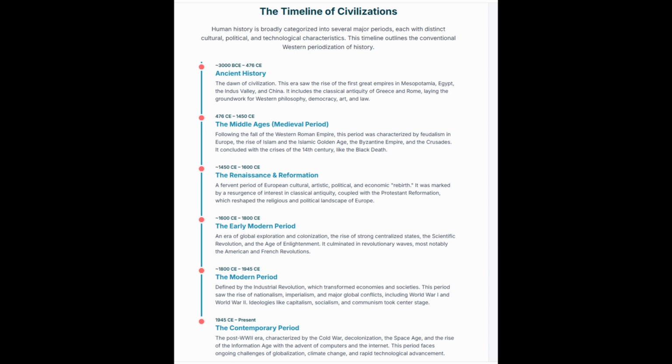Oh, absolutely. And it's fascinating how arbitrary they can be. I mean, think about the conventional end of antiquity in the West. Right, 476 CE, the fall of the Western Roman Empire. Exactly. Why that specific date? Why does it stick so much in the popular imagination?